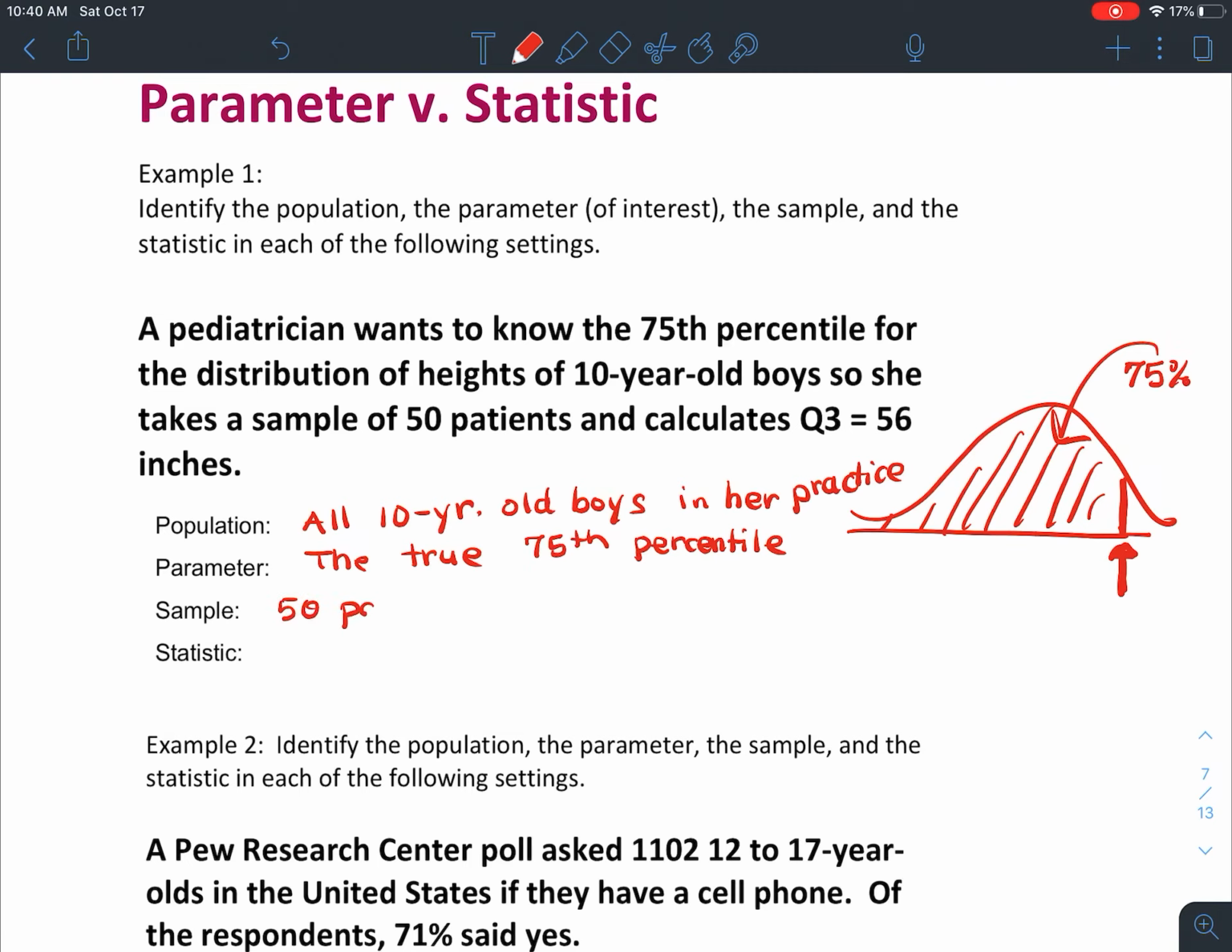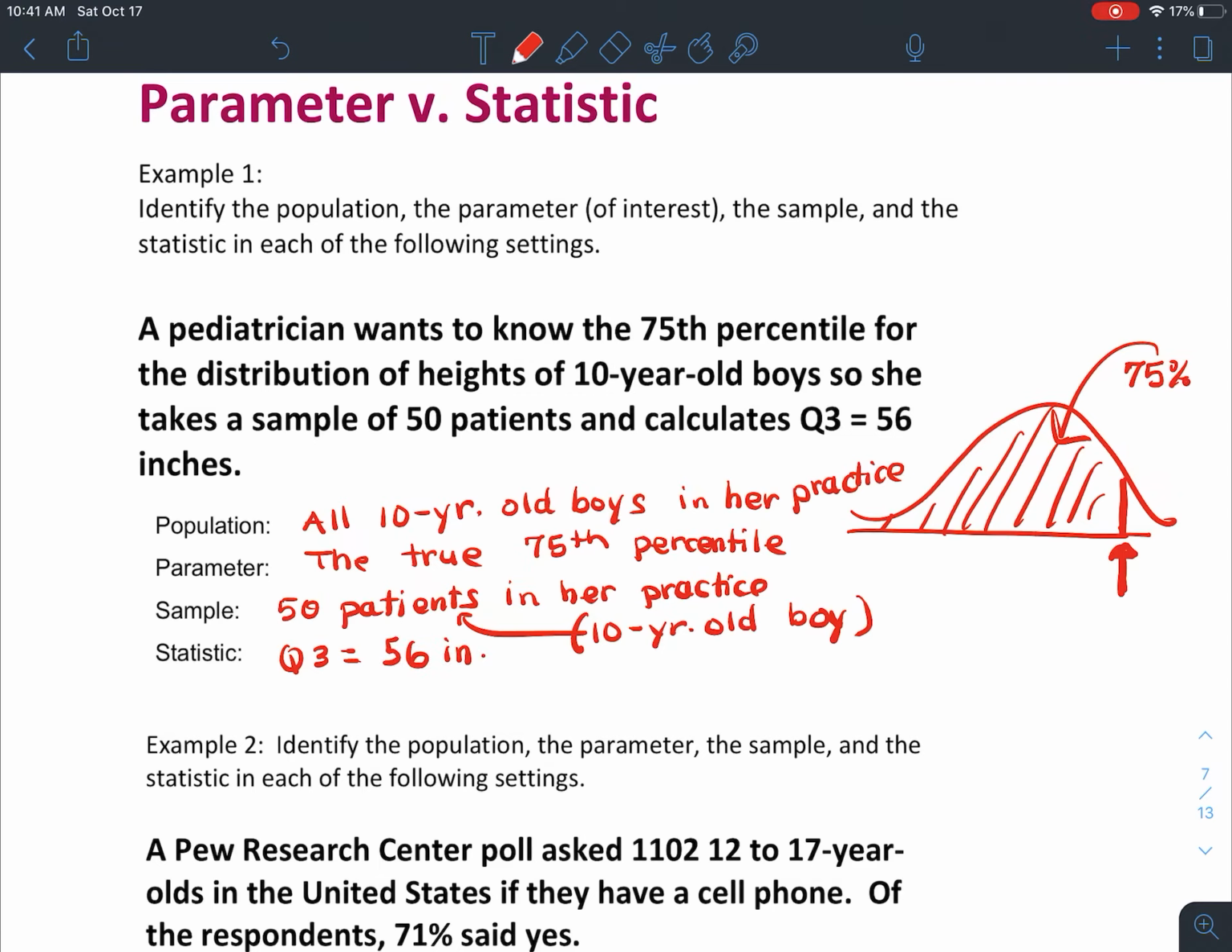The sample is actually the 50 patients in her practice. Okay, and when I mention patients, maybe I should be specific and say 10-year-old boy patients. Okay, and the statistic here would be the third quartile of the sample, which was the 56 inches. So she took a sample of 50 patients, and she calculated just from that sample that the 75th percentile, or the third quartile here, is 56 inches. So that is the statistic.